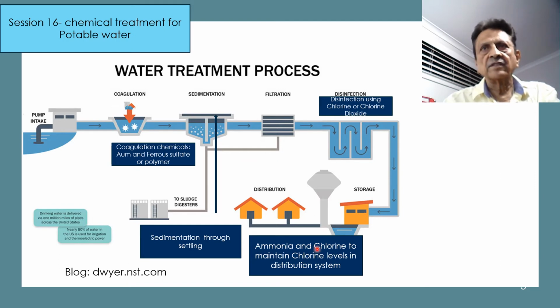In distribution, they use ammonia and chlorine to maintain the chlorine levels in the distribution system, because when the water is stored, all the chlorination disappears, and therefore the water has to be rechlorinated so that any possible contamination in the distribution channels will be taken into consideration, so that the water that comes into these houses is clear and free of bacteria.